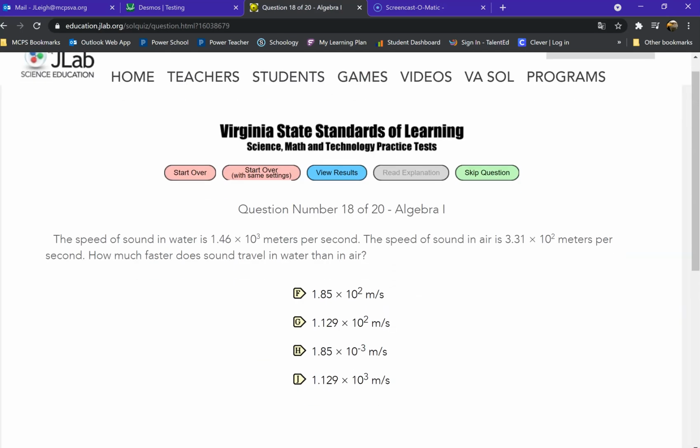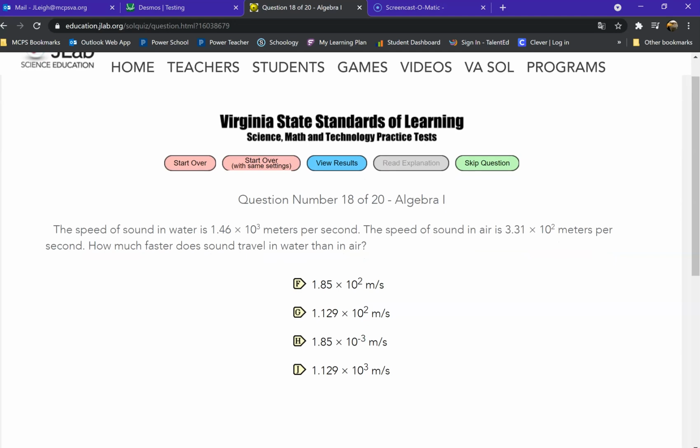Oh, we're getting closer. The speed of sound in water is 1.46 times 10 to the third power meters per second. The speed of sound in air is 3.31 times 10 squared meters per second. How much faster does sound travel in water than in air? Alright, so how much faster than? That's a subtraction problem. And because we're dealing with some big numbers, we're going to go use Desmos.